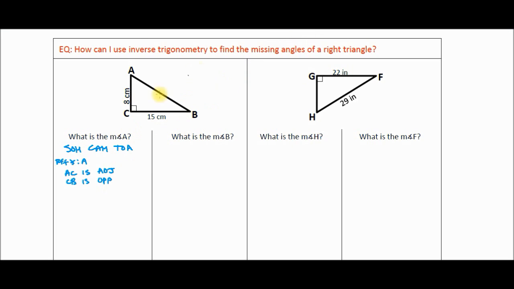So we know the adjacent and the opposite. Let's figure out what our trig ratio is going to be. Well, we know adjacent, so I'm going to underline A. We know opposite, so I'm going to underline O. Looks like we have to use tangent to figure out this angle measure.